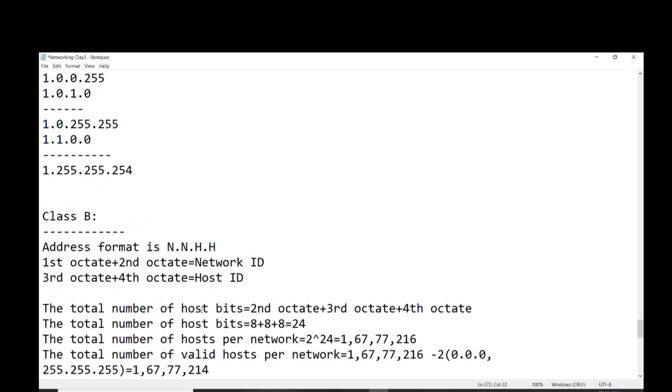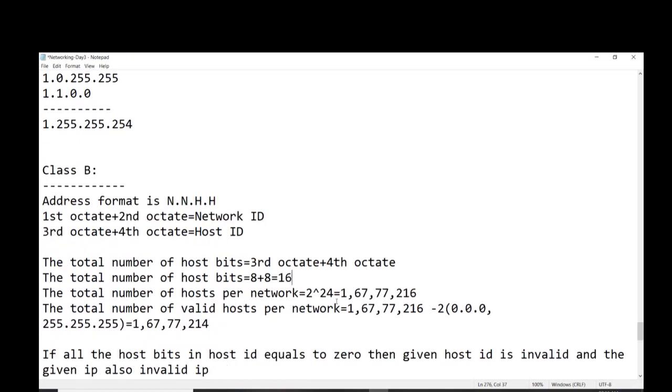The total number of host bits is the third octet and the fourth octet, which is 8 plus 8, 16. Am I right? The total number of hosts per network equals 2 to the power of 16. And what value do you get? 65,536.